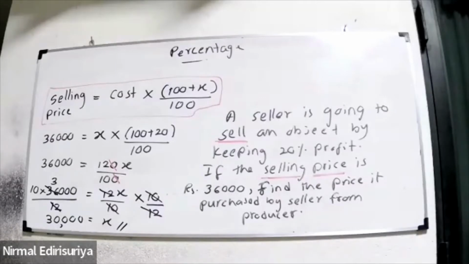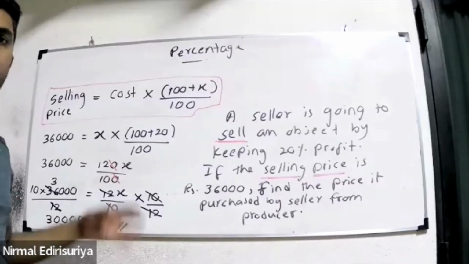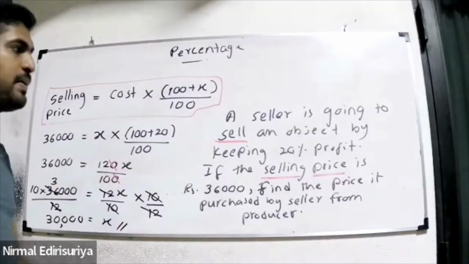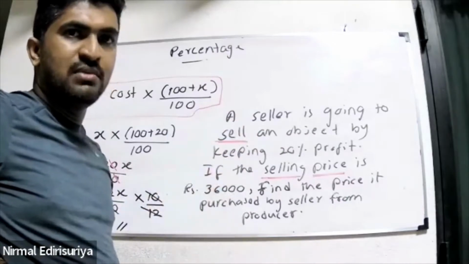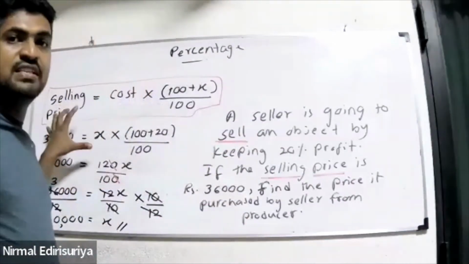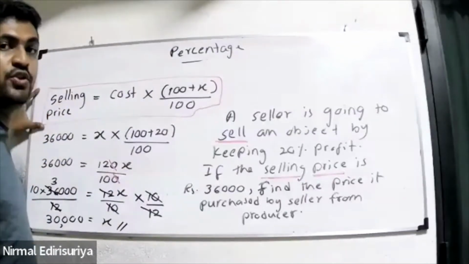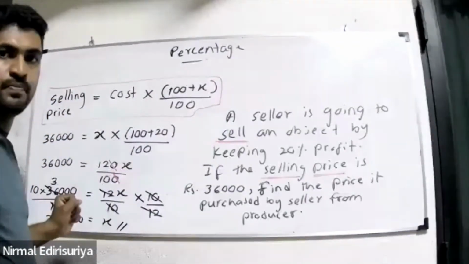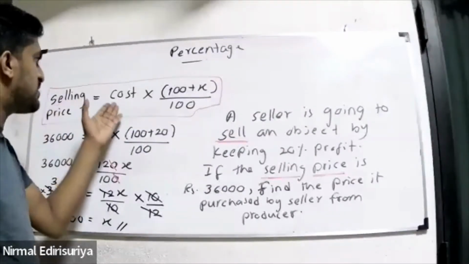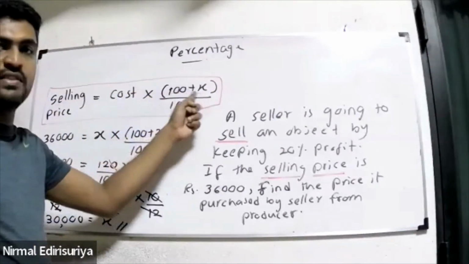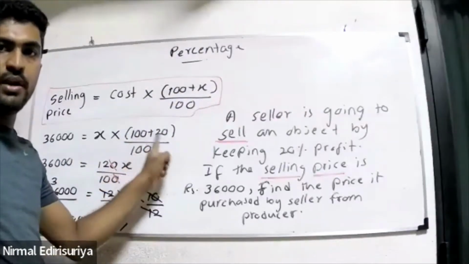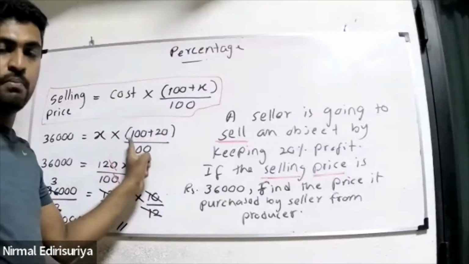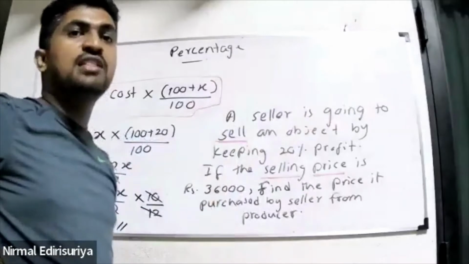Okay, look where it went wrong. Raise your hand and ask if you have any problem. A simple question. You learned that in grade 9. But the thing is, most students can't substitute data into the equation and simplify it. That is the problem. I told you that selling price equals cost into 100 plus x over 100, because selling price means it is 120x.